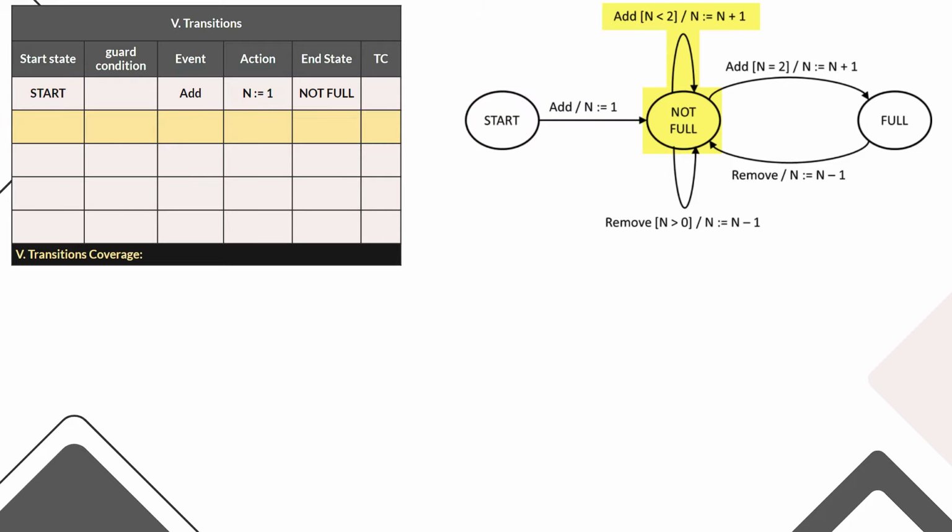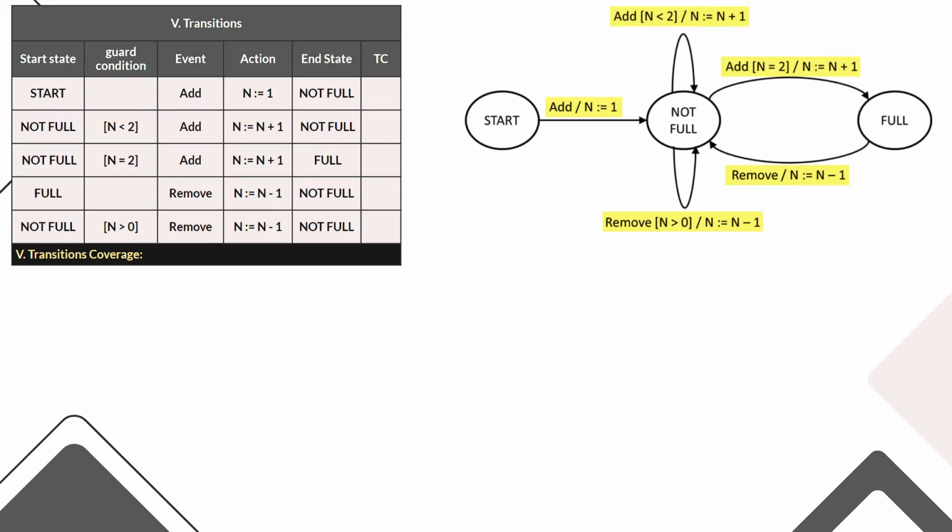A specific transition where the start state and end state are the same, not full. We will consider each table cell separately. We hope it's already clear that n is less than 2. This is a guard condition because it's in square brackets. And n is equal to n plus 1. This is an action, because it's written after the condition through the slash symbol.